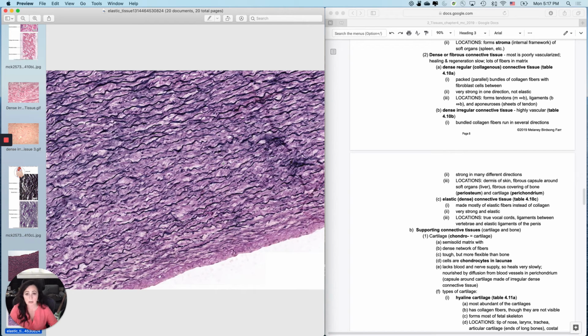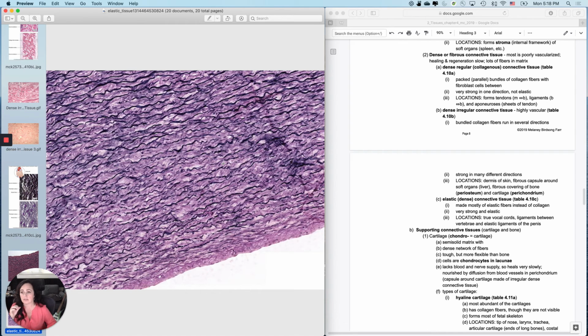It's very strong because of the number of elastic fibers that you have, but it's also elastic because they're made of elastic. This is what makes up your true vocal cords, and also your intervertebral ligaments between your vertebra. Most ligaments are made of dense irregular, which is just collagen fibers. Those between your vertebrae need to be a little bit more stretchy. Also, you can remember that the elastic ligaments that hold up the penis do need to be kind of stretchy. So those are made of elastic, dense connective tissue.